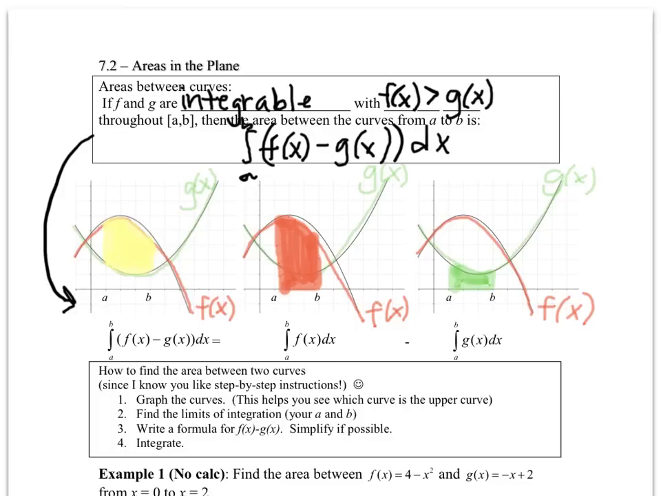It's pretty straightforward. Basically, we are going to look through these step-by-step instructions since I know you like instructions. You are just going to graph the curves if you need a visual for looking at which is going to be the upper curve and the lower curve. You need to know your limits of integration, so your a and your b. Sometimes they'll be told to you, sometimes you have to find them for yourself. Write a formula for f of x minus g of x, and simplify if possible. If you have to do the integral by hand, that will help. And then integrate. Those are the steps.